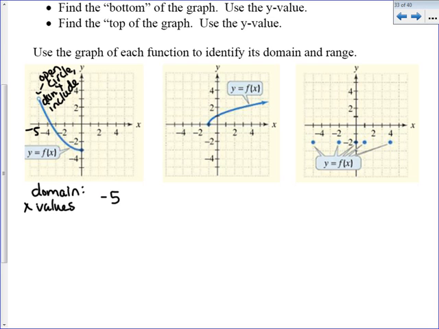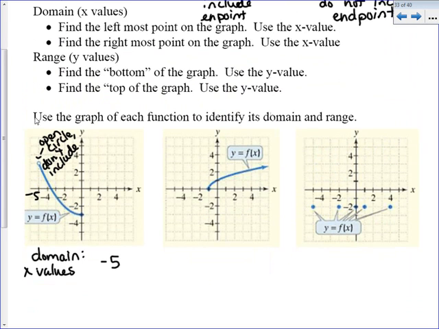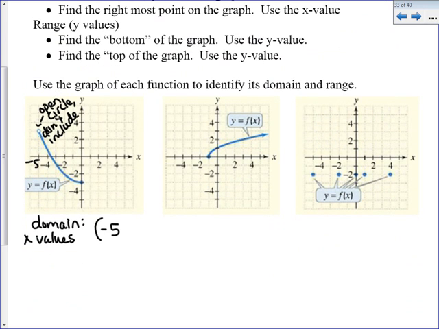So it's an open circle. So we're not including the -5. So the choice then is always square bracket or parenthesis. Which one of those means don't include it? Parentheses. So we're going to put a parenthesis around our negative 5.